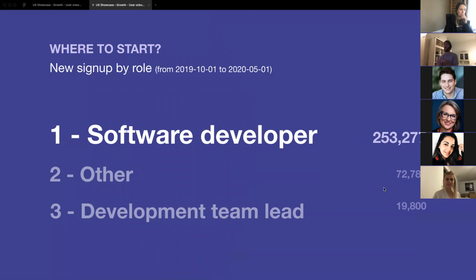Once we had this idea, it was like, okay, where to start? We know that software developers are our main personas, but we wanted to back this up with data. When we look at our new sign ups by role, here I took a specific period from when we introduced this data collection to when we started working on the onboarding board, we clearly see that software developers lead the way. So we decided to focus our first MVC on software developers.